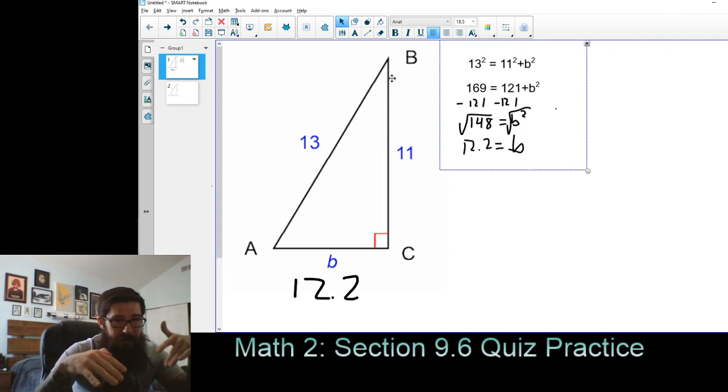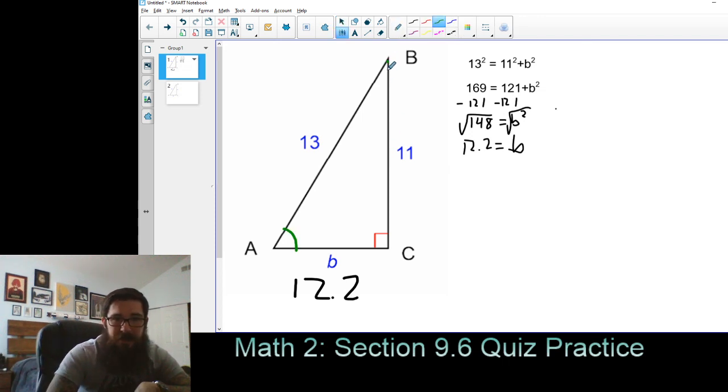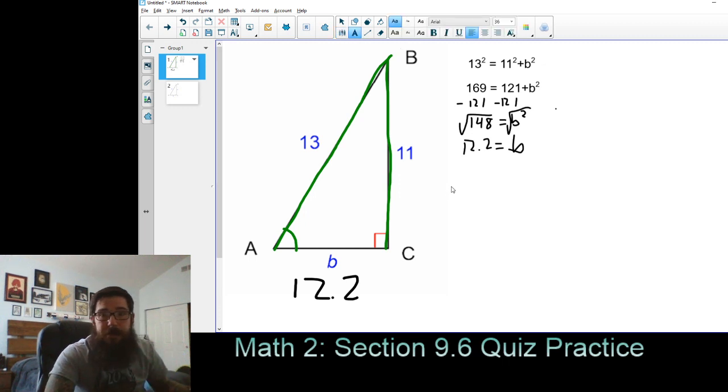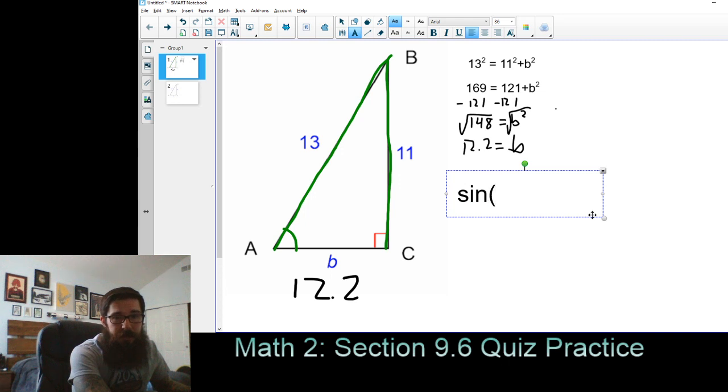Group this up and make this guy a little smaller. Do the problem again in a slightly different order to showcase that there's multiple ways to approach these problems, and I don't really care what you use. Since I was given 13 and 11, I'm going to use those side lengths because those are a bit easier to work with than 12.2, which I had to round as well, or square root of 148 if you were exact. And it's my opposite side, and 13 is the hypotenuse. So I want to find an angle, I know the opposite, and I know the hypotenuse. Which trig relationship is that going to be? Sine. So I'm going to write sine of A equals 11 over 13.